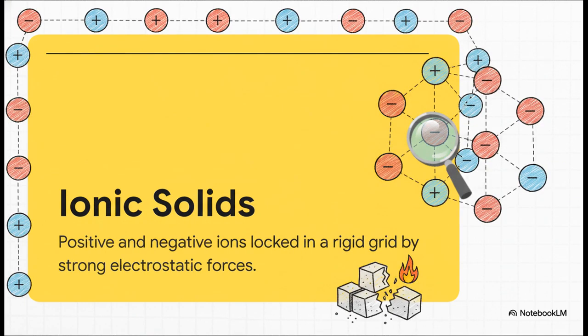Okay, next up, ionic solids. Think table salt. In this case, you have positive sodium ions and negative chloride ions, and they're all locked into this rigid grid by a really powerful electrostatic attraction. The classic opposites attract. And this powerful glue makes them really hard and brittle with super high melting points.